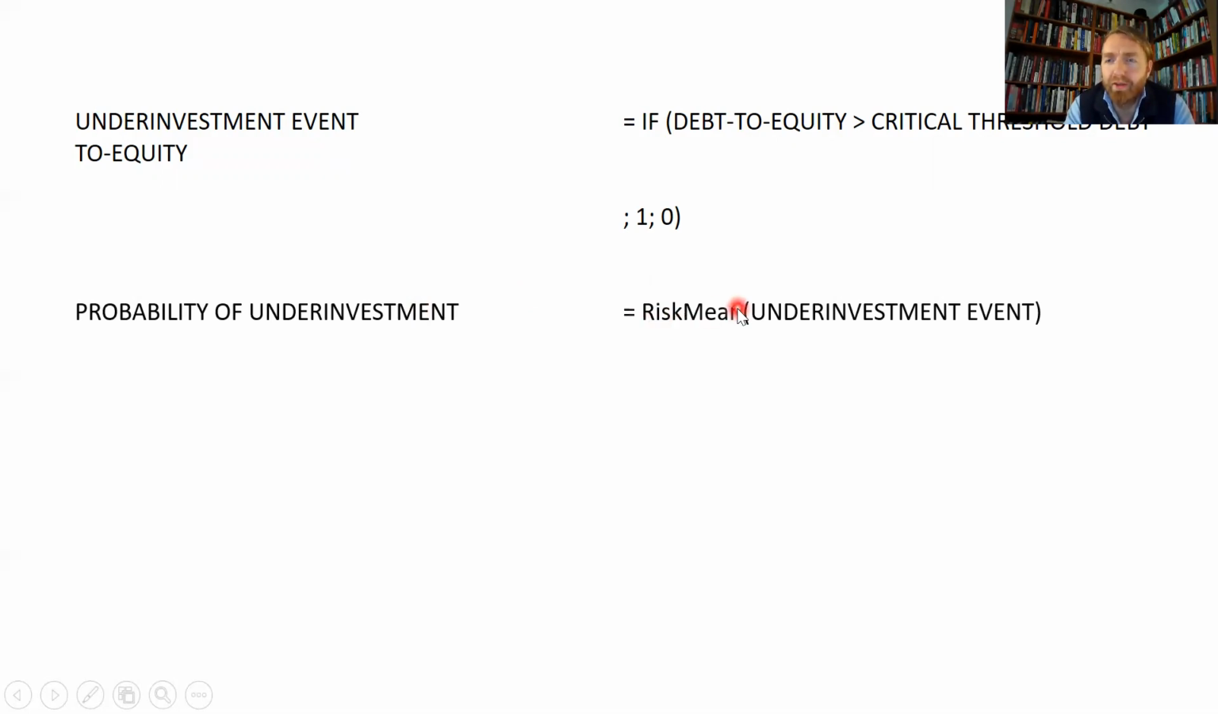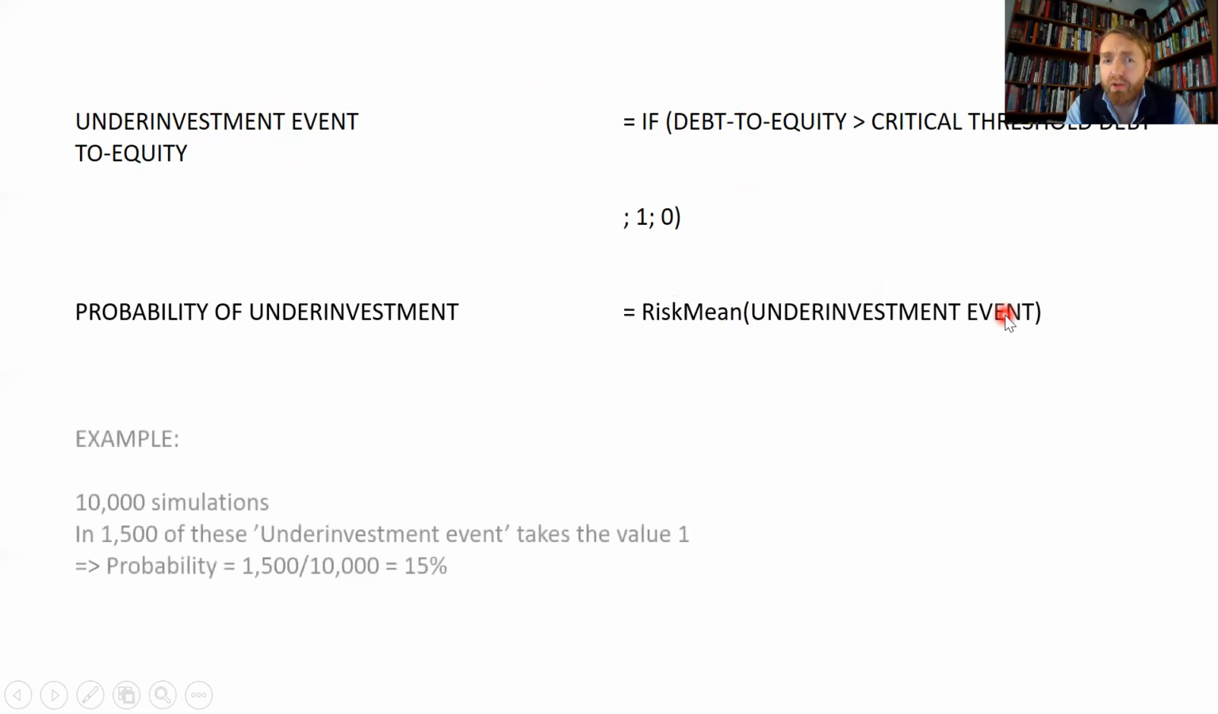And then the probability of underinvestment will be at risk. There's a very neat functionality for this. You just tie the risk mean function up to that dummy variable here. This is an output, a cell in Excel where you've programmed this formula. So you can now just take the risk mean of that, and it will report the number of times that happens as a fraction of the total number of simulations. And that's the probability of underinvestment.